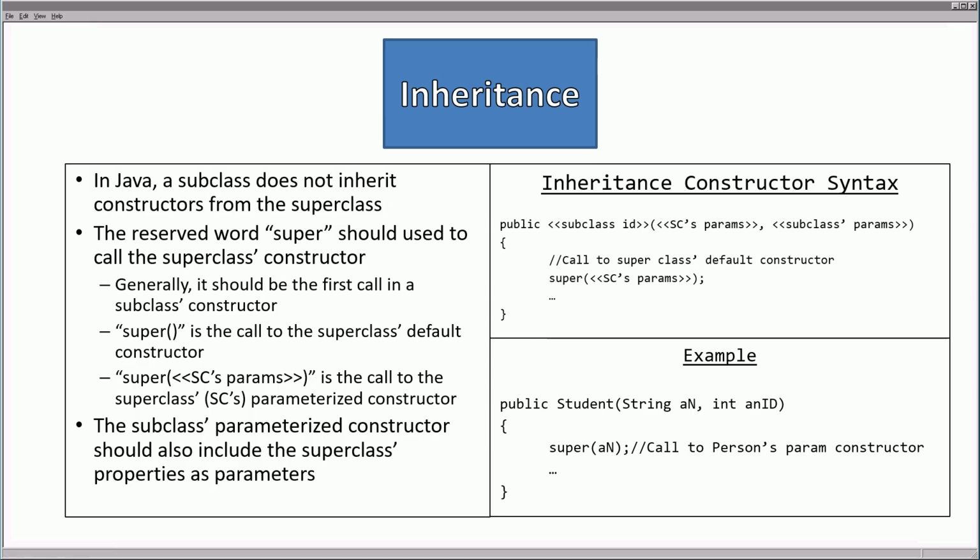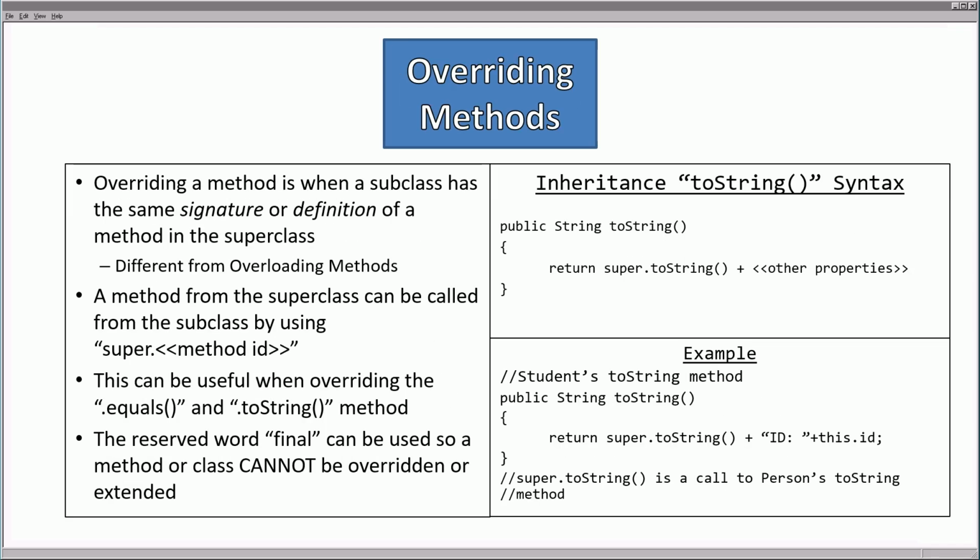This is very important to keep in mind, but when you are inheriting from one class to another, a subclass does not inherit the constructors from the superclass, and in fact, we need to be able to call those constructors from the subclass's constructors. Now, let's discuss overriding methods.